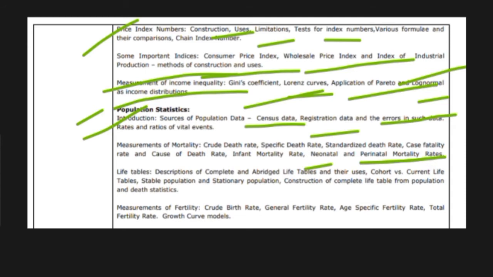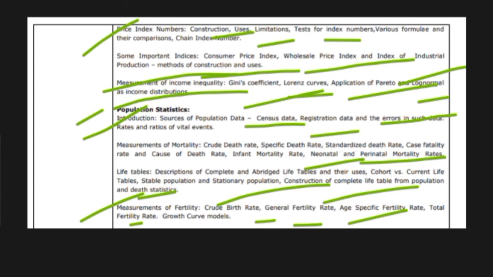perinatal mortality rates. Then based on life tables, you will get questions from descriptions of complete and abridged life tables and their uses, then cohort and current life tables, stable population and stationary population, then construction of complete life table from population and death statistics. Then there are questions on measurements of fertility, that is crude birth rate, general fertility rate, age specific fertility rate, total fertility rate, growth curve models.